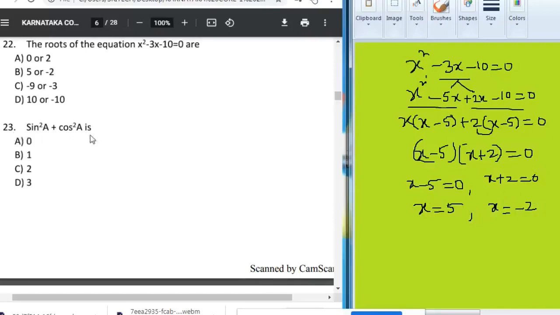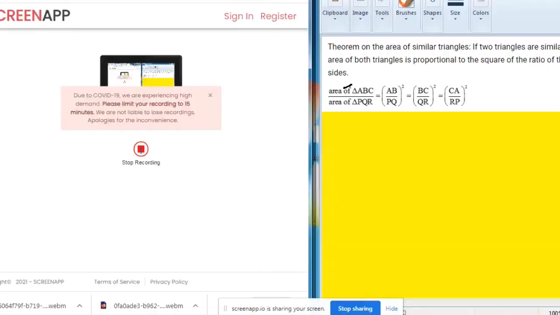23rd question. Sin square A plus cos square A value is 1. So this is a basic simple identity in trigonometry. So B1 is the correct option.